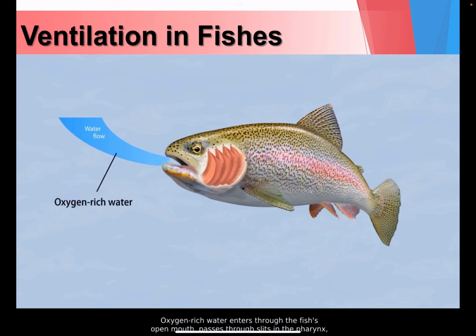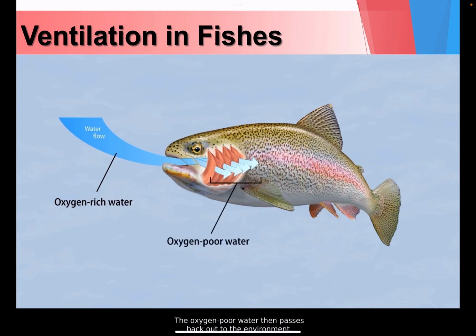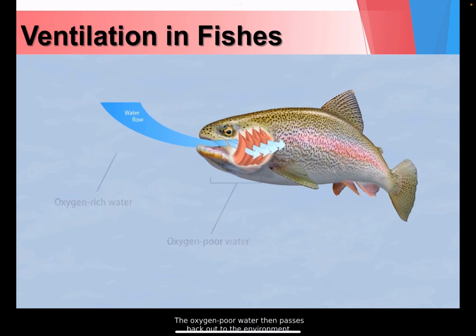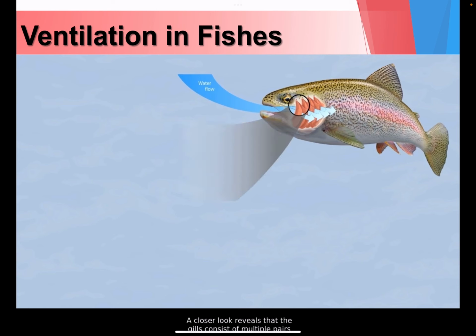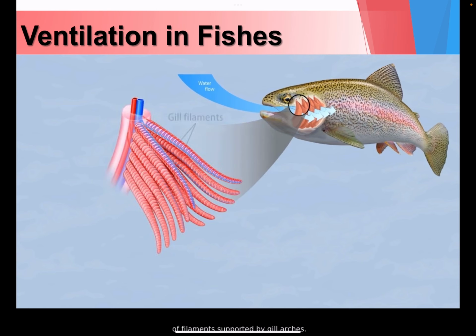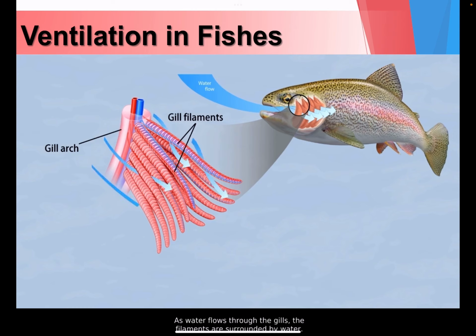The gills in fish obtain oxygen from water as the water flows over the gills. Oxygen-rich water enters through the fish's open mouth, passes through slits in the pharynx, and flows across the gills, where oxygen diffuses from the water into the bloodstream. The oxygen-poor water then passes back out to the environment. A closer look reveals that the gills consist of multiple pairs of filaments supported by gill arches. As water flows through the gills, the filaments are surrounded by water.